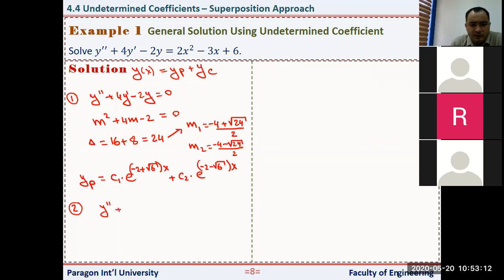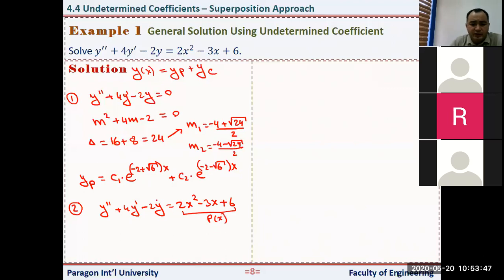y'' + 4y' - 2y = 2x² - 3x + 6. Right? Because for this one, the complementary solution, if I substitute here, it gives us 0. Now when I substitute here, it gives us this thing. So on the right hand side, what do we have here? We have just a polynomial function of degree 2, right? Here we have p of x only.